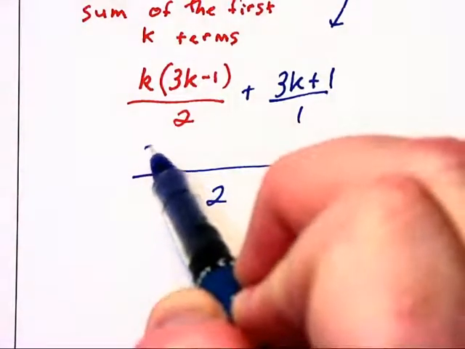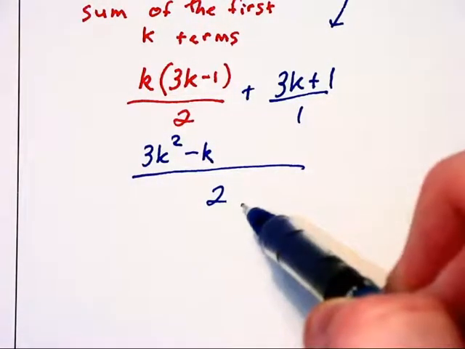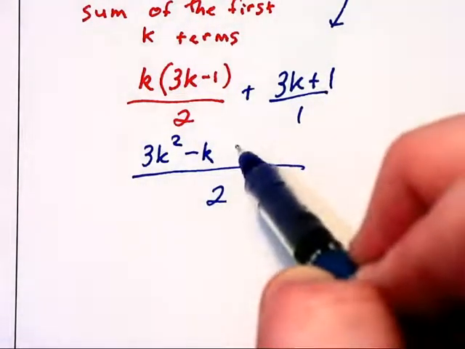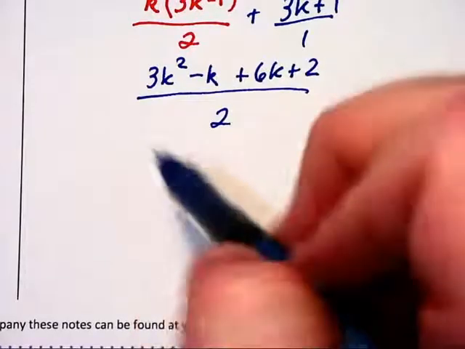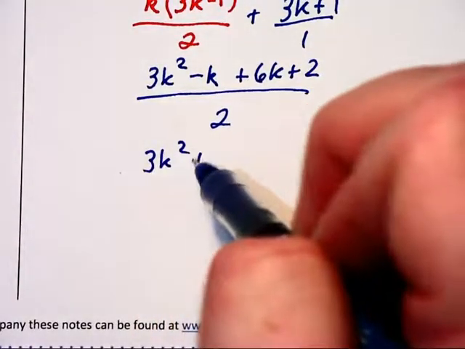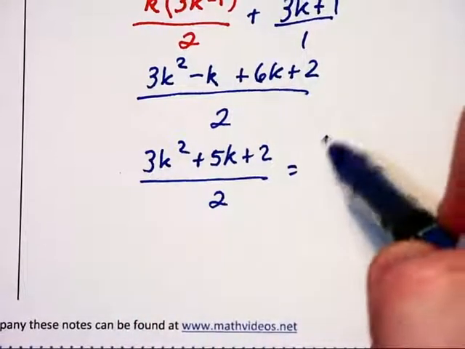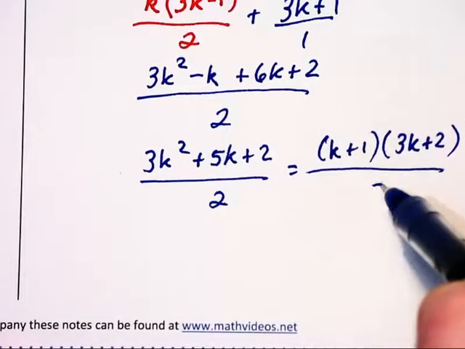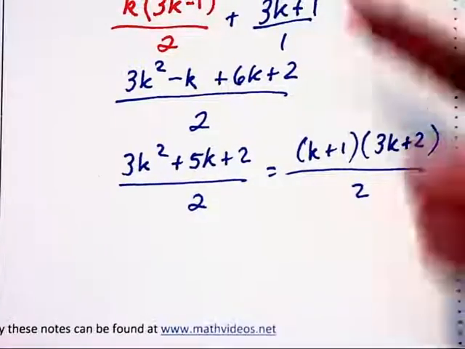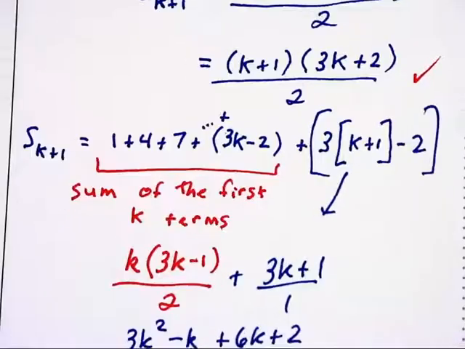First term, numerator, 3k squared minus k. And in the second fraction, the denominator is being multiplied by 2, so the numerator is getting multiplied by 2, and this becomes 6k plus 2. Let's combine like terms up there in the numerator. 3k squared plus 5k plus 2 all over 2, and this will factor into (k plus 1) times (3k plus 2) all over 2, and that right there is a perfect match with what we had up above as the sum of the first k plus 1 terms, and that tells us that we are done with our proof.